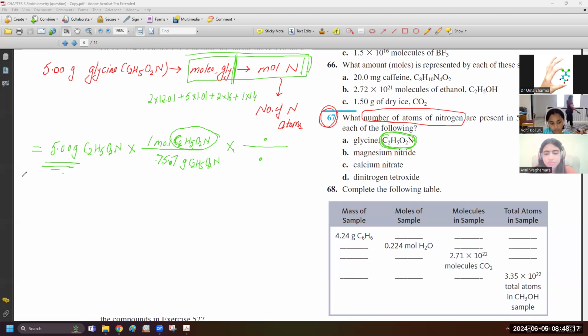Now, what is the ratio mole to mole? In 1 mole of glycine, how many moles of nitrogen are there? On the top it would be grams.